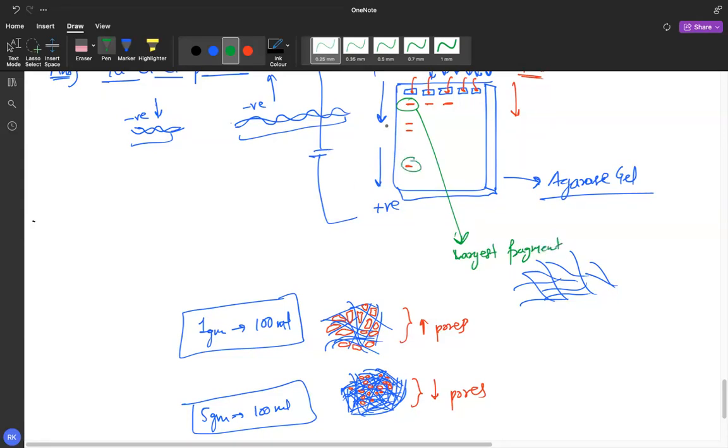And this band, which has moved the most distance in, let's say, half an hour, we run it for equal time, half an hour, we will get different fragments. This is the smallest fragment, right?